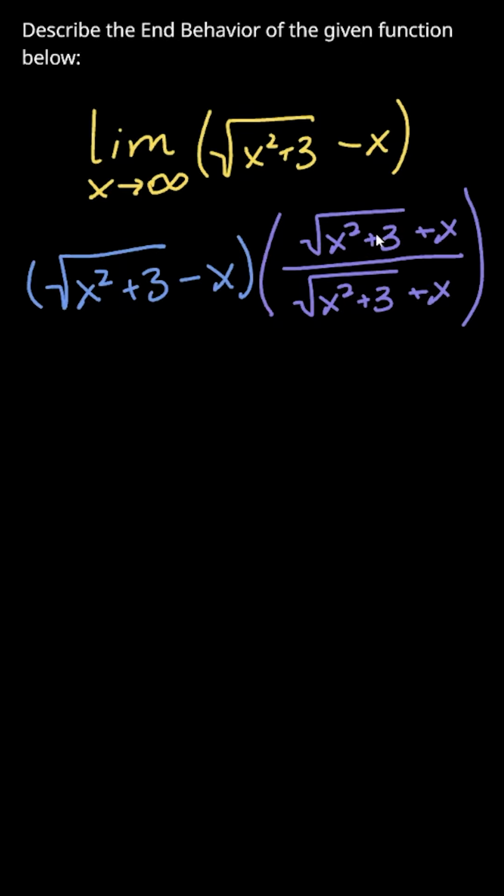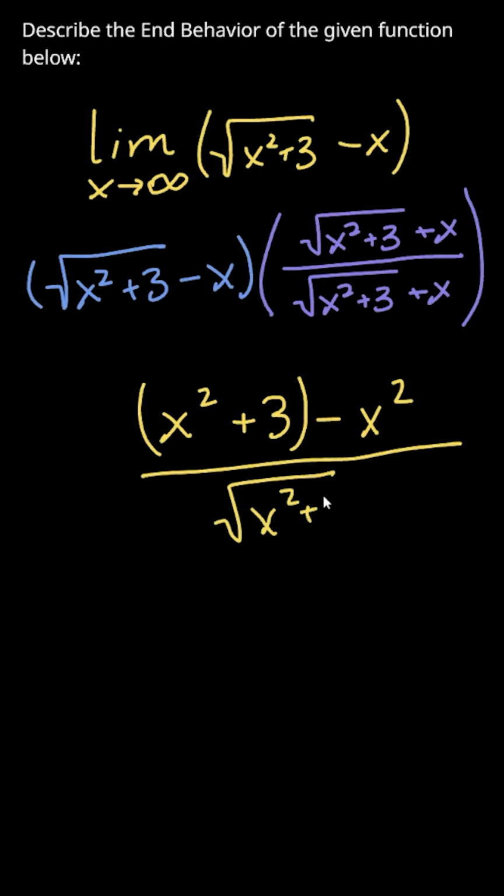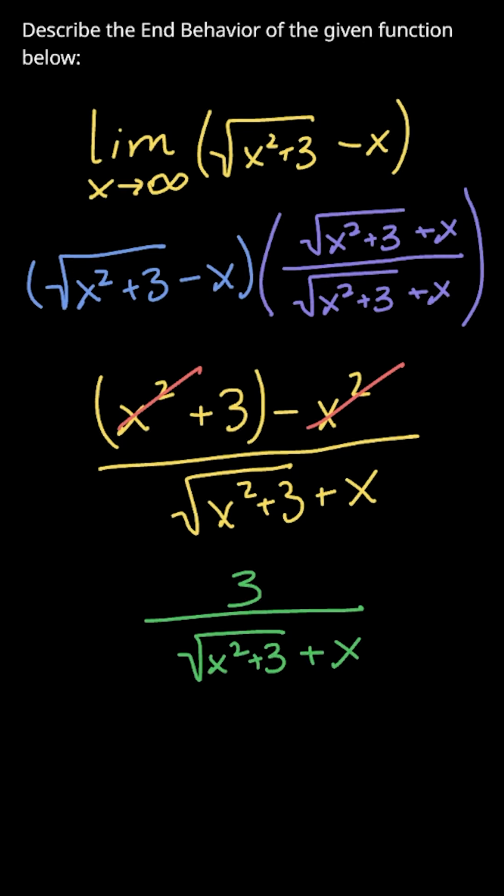Okay, so now when we multiply this out, we get x squared plus 3 minus x squared, because of negative x times positive x, over square root of x squared plus 3 plus x. Now I know this doesn't seem much better, but bear with me, we're almost there. As you can see, x squared and x squared cancel out, which leaves us with 3 over the previous denominator. Okay, now we can apply our previous limit.